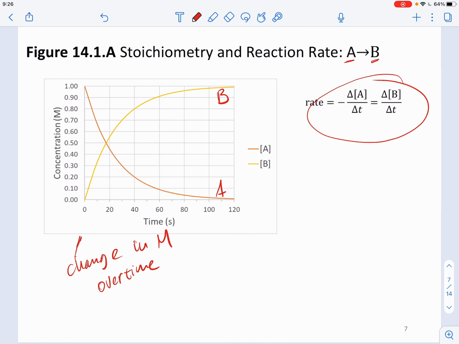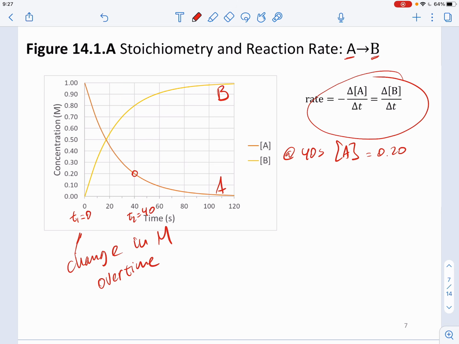So let's focus our attention on T equal 0 and T2 equal 40. Okay, this is seconds, so at 40 seconds, the concentration of A is approximately 0.20, and the concentration of B is approximately 0.8. What was at time 0? At 0 seconds, the concentration of A was 1.0, and the concentration of B was 0.